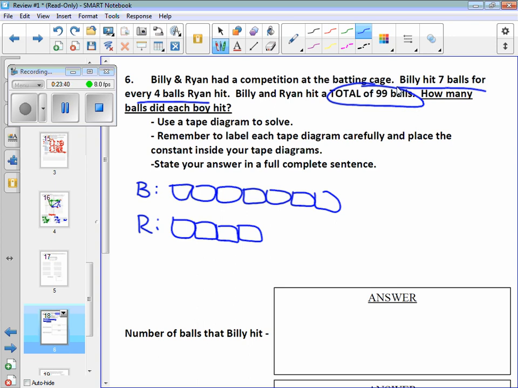So how many total tape segments or how many total boxes are there for both ratios? How many total boxes, 7 and 4? Alyssa, 11. Now ready? 99 has to be divided up 11 ways. That's going to make each box worth how much? 9. Put it in each box.